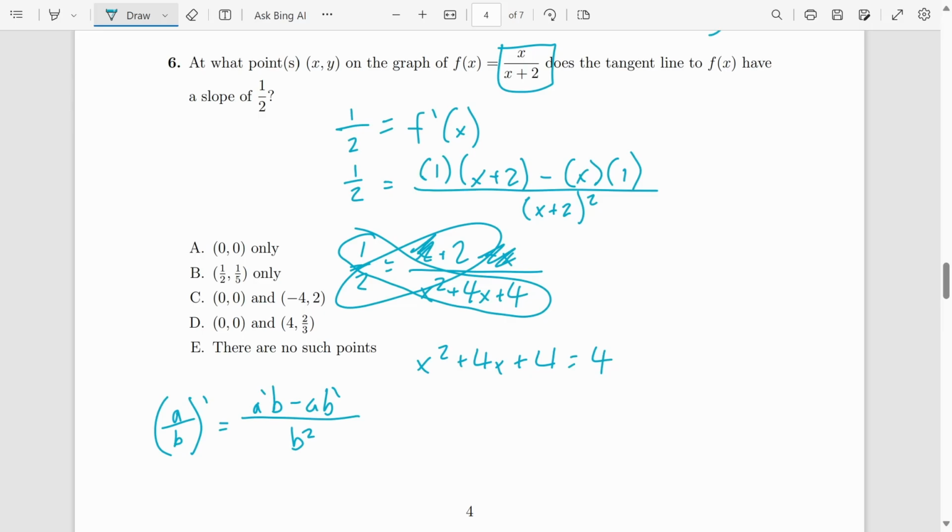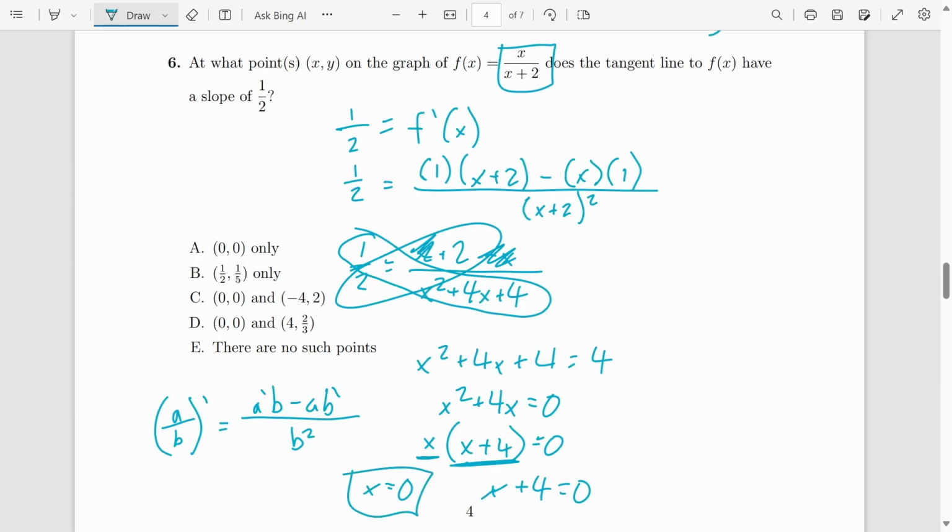So now we're at this step. We can subtract 4 from both sides and get x squared plus 4x equals 0. We can take out an x from the left. We'll get x times (x plus 4) equals 0. And then split this off into two separate equations. So we've got x equals 0 and x plus 4 equals 0. On the left, we've already got one of our answers, x equals 0. And on the right, we can just subtract 4 from both sides to get x equals -4. So those are our two x values.